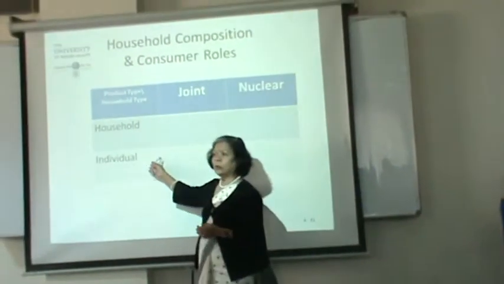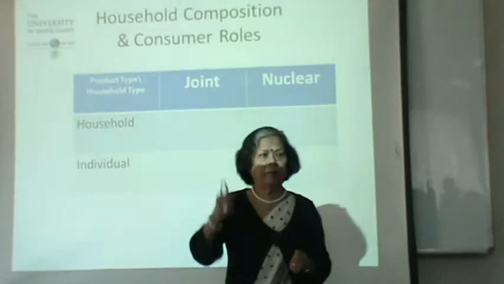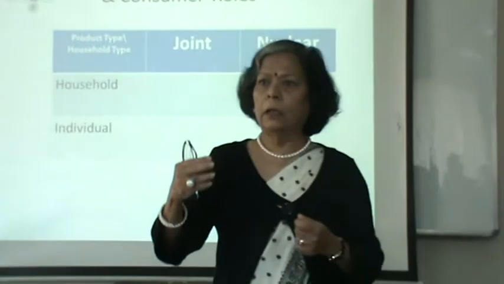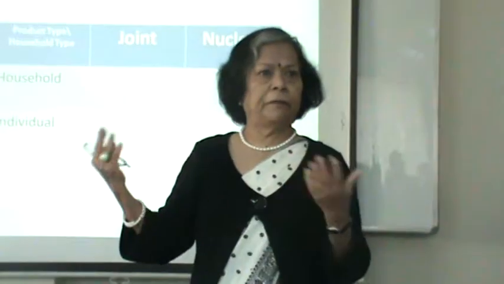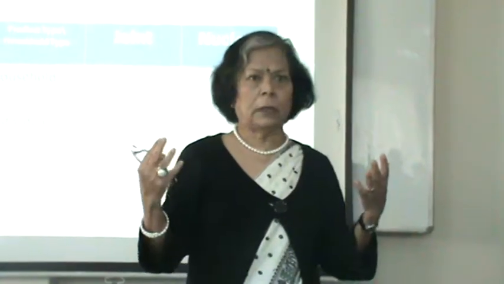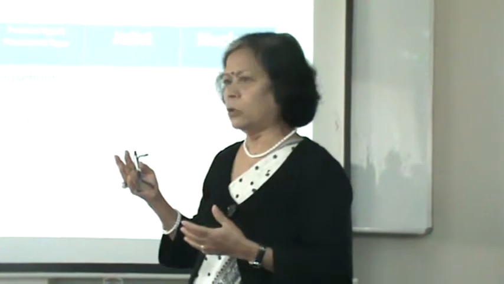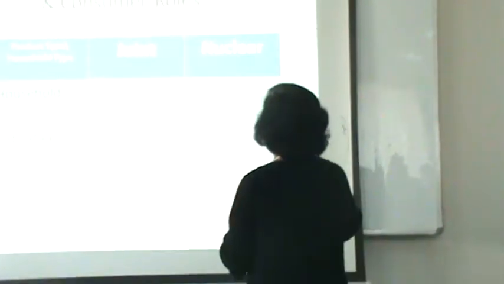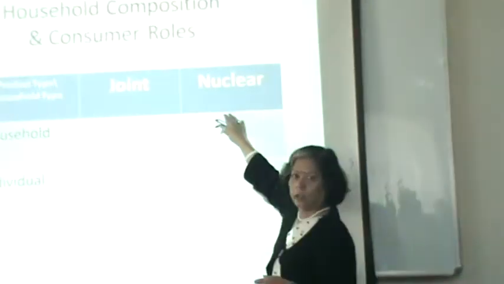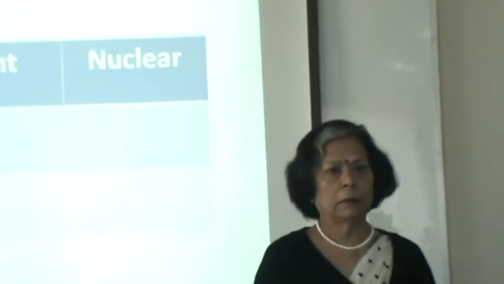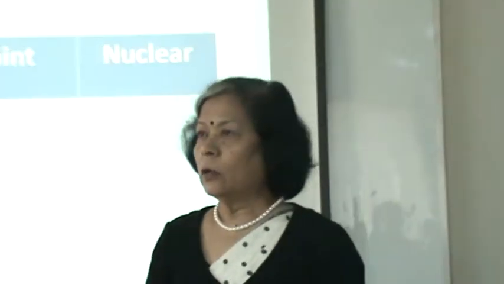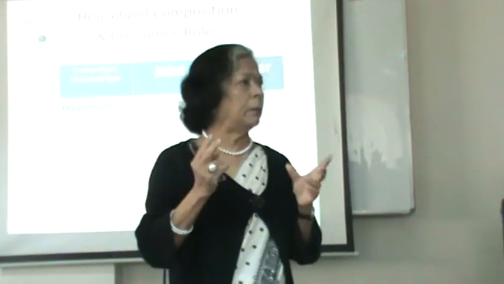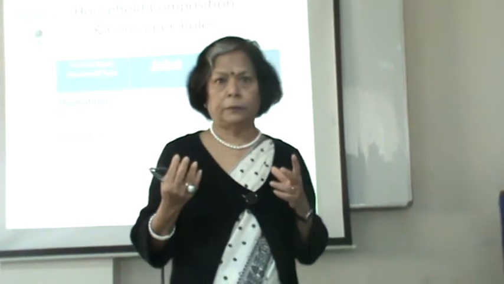There is no hard and fast rule of individual versus household. Things change. But a refrigerator so far is still household. Every member of the house won't have a refrigerator, right? And then if the household is nuclear, what does nuclear mean? Not just small in size, the relationship between the members of the household are different, right?